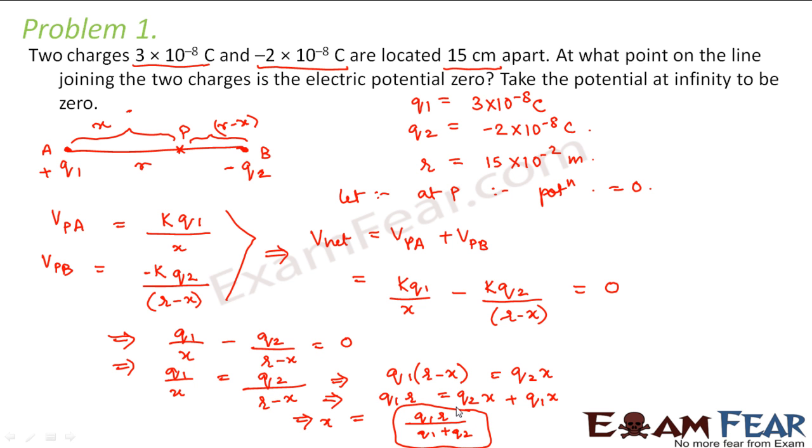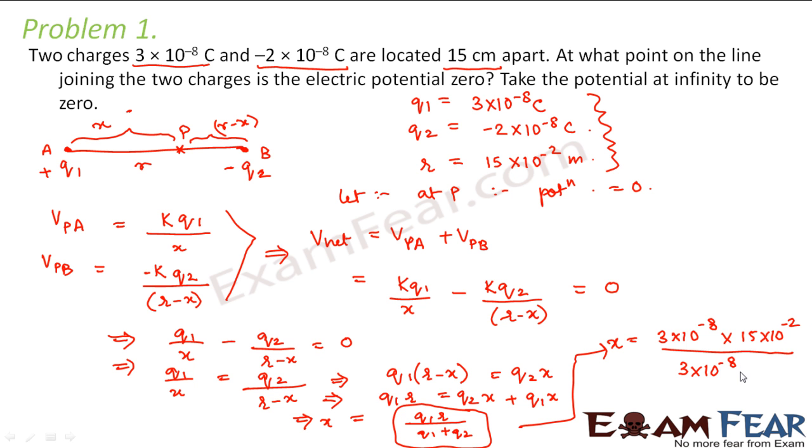Now, if you look at it, all the three values Q1, Q2 and R are given in the problem. So you replace these values, and you get the value of x. So let us continue it from here. x becomes equal to 3 into 10 to the power minus 8 into 15 into 10 to the power minus 2 divided by Q1 plus Q2, that is 3 into 10 to the power minus 8 plus 2 into 10 to the power minus 8.